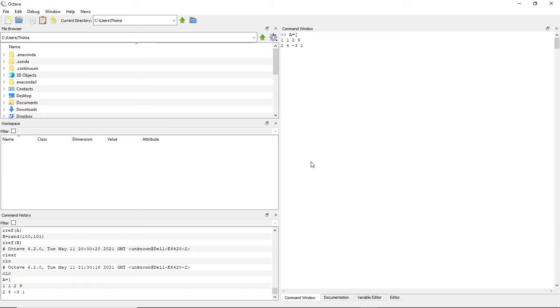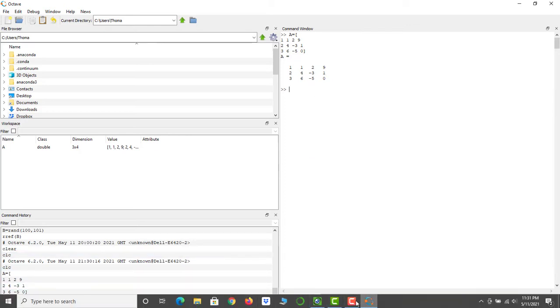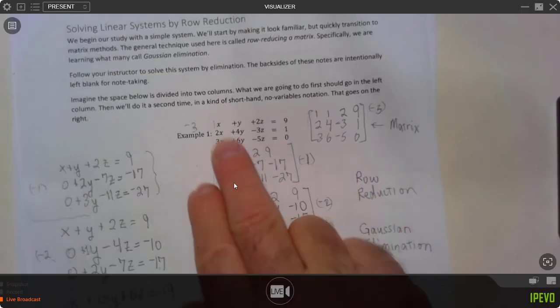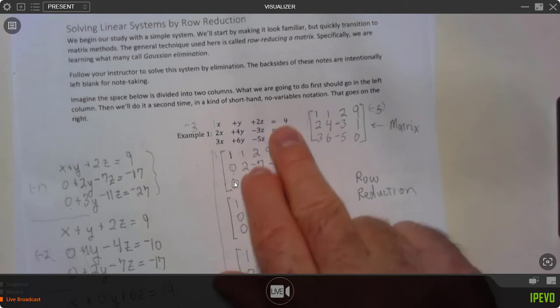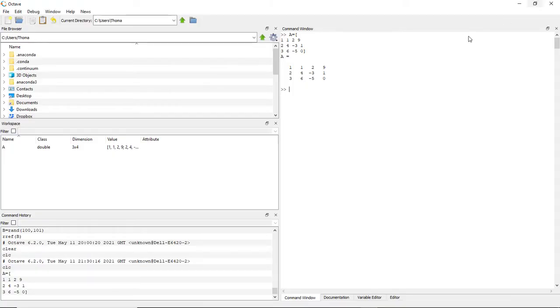And the third row was 3, 6, minus 5, 0. And close up the back bracket, and it shows me the matrix. And that is the matrix that represents, let's pop back there if we can, this system of equations right here. So 1, 1, 2, 9, 9, 1, 0 down the right. That's what we're looking at when we look at this matrix right here.